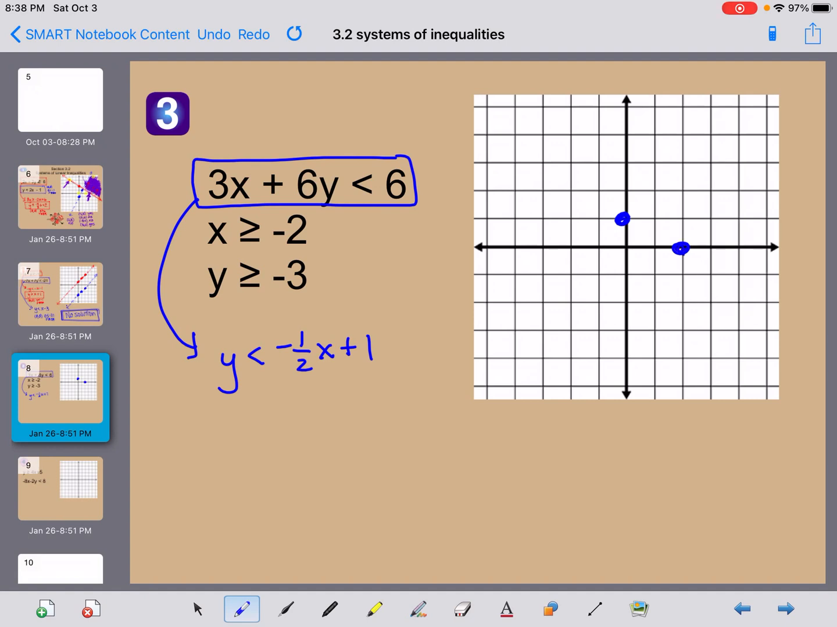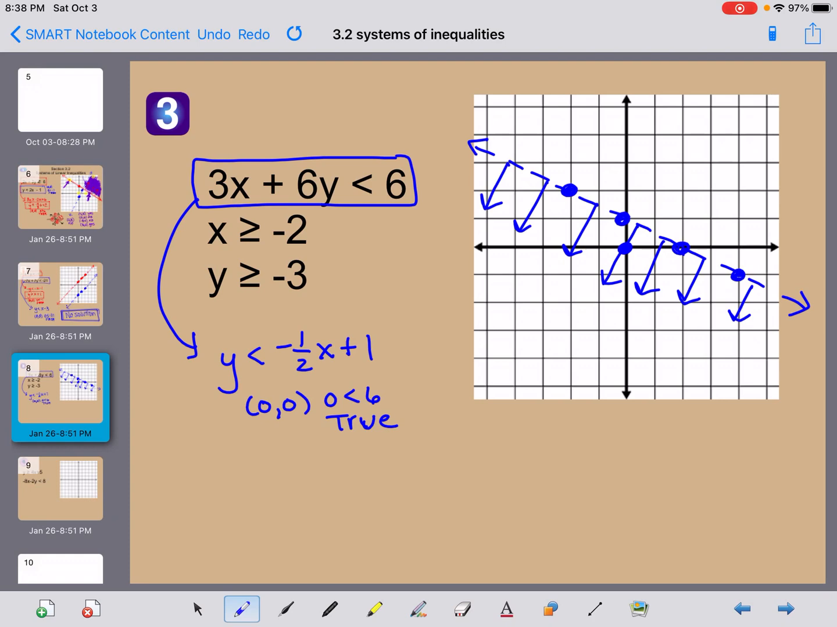Down 1, right 2. I'm going to get a 4th point in here just to be more accurate. Dashed line. If I test 0, 0 in the original, 0 is less than 6. That is true. So if 0, 0 is true, here's 0, 0. We want to make sure 0, 0 is shaded. So I would be shading to this side of this line.